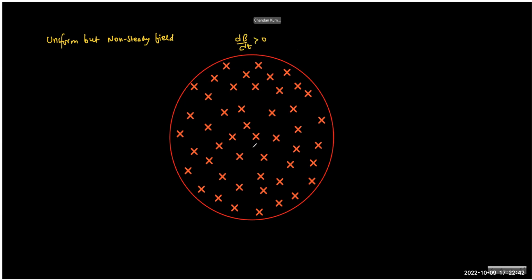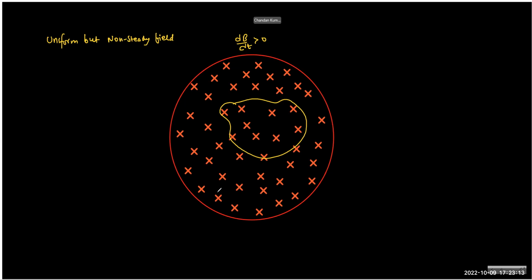So now to understand that, what you can see here is that the field itself is changing. So any loop which you draw randomly here, the flux at one instant has some value, but the very next instant will have a different value because B itself is changing. And what you can realize is that for flux to change, the loop does not need to be moving or rotating or turning at all. So this is a purely stationary loop.